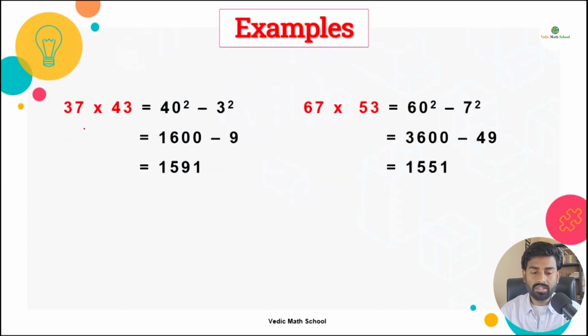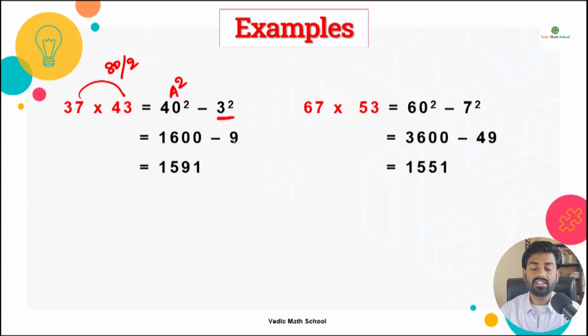Let's take one more example. 37 into 43. What is the difference between them? Simply add these values. If you add this, it will become 80. 80 divided by 2, you will get a. A square is 40 square, and b, how are we going to find it? 43 minus 40, that is 3.